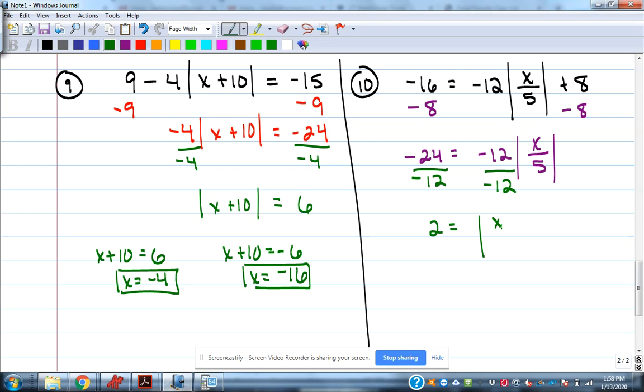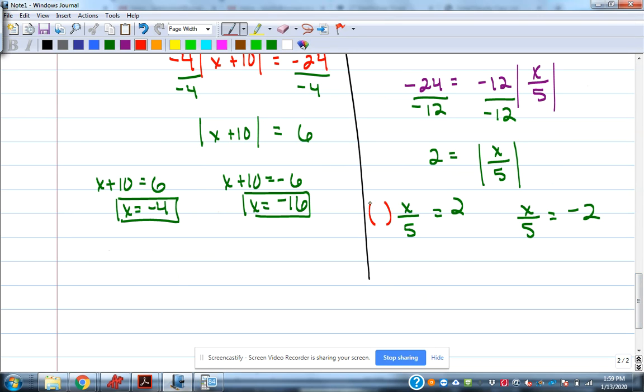Absolute value of x over 5 equals 2. Can that be solved? Yeah, because it's equal to a positive. That means we can set up our two equations. x over 5 equals positive 2, x over 5 equals negative 2. How do you solve those? Yeah, times 5. What you do on one side you do on the other. So x is equal to 10 and negative 10.